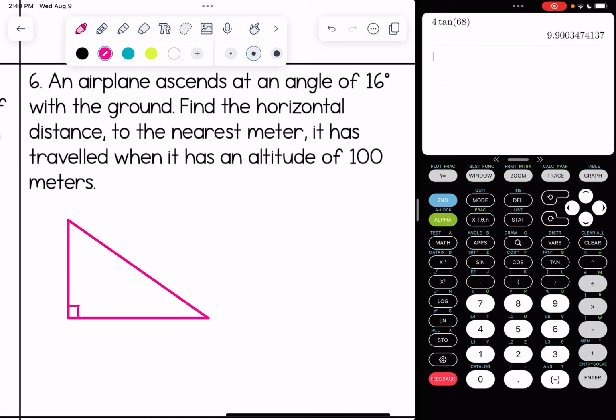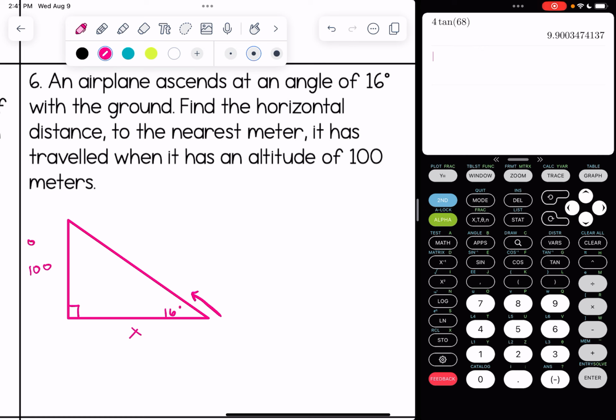An airplane ascends. That means it's going up at an angle of 16 degrees with the ground. Okay, so imagine the airplane going upward this way. Find the horizontal distance. Horizontal means the piece that has zero slope. It's going from left to right. And we want to figure that out when it has traveled an altitude of 100 meters. Altitude means height.